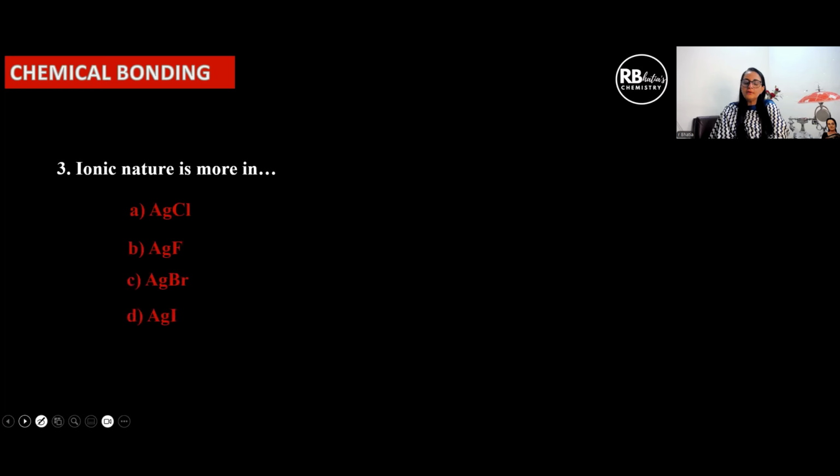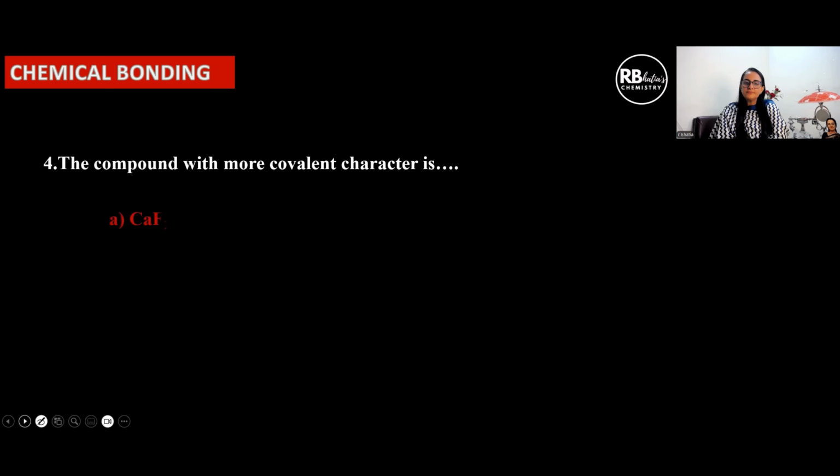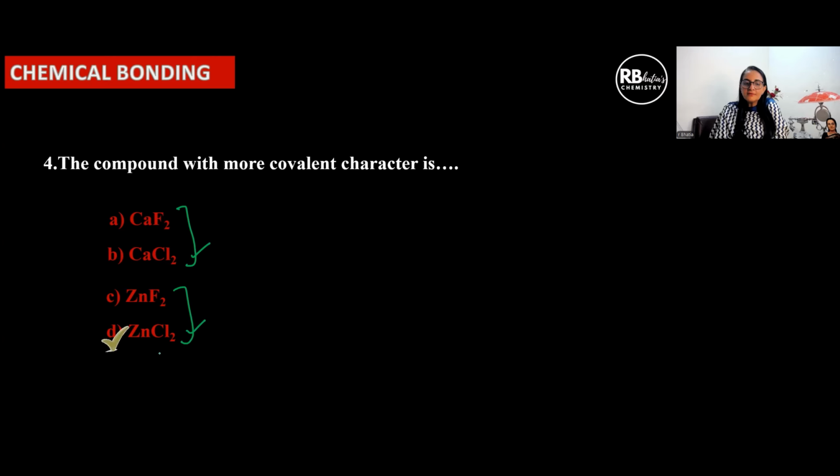Ionic nature is more in, again, how are you going to think of? AgF. Why? Smallest anion means most ionic. Compound with more covalent character. How are you going to think here? So more covalent out of the first two should be this. Out of these two should be this. And how are we going to compare these? This is the pseudo noble gas configuration. And this is going to be noble gas. Calcium ion is noble gas configuration and zinc ion is pseudo noble gas configuration. Fine. So that's how it goes.